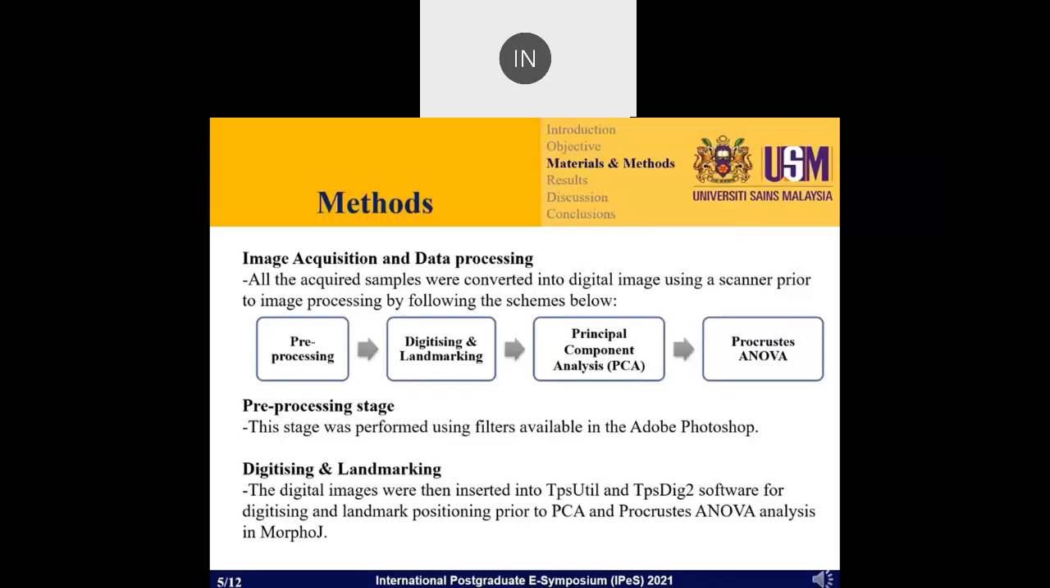The second stage were digitizing and landmarking. The digital image were then inserted into TPS-RT for digitizing purpose and then inserted into the TPS-D2 software for landmark positioning prior to principal component analysis and Procrustes ANOVA in the morphology.